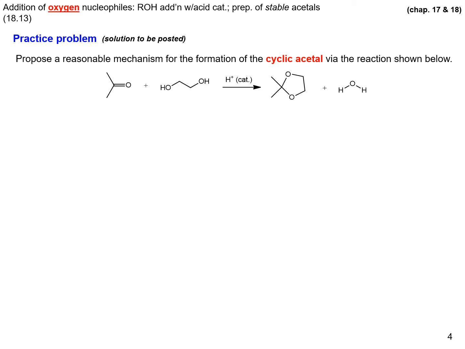If instead of treating an aldehyde or a ketone with two molecules of an alcohol under acidic conditions, you treat an aldehyde or a ketone with a single molecule that has two OH groups under acidic conditions, you will form an acetal, but it'll be a cyclic acetal. The mechanism for the formation of a cyclic acetal will be extremely similar to the mechanism that you just saw for the formation of an acyclic acetal. What you should do for this problem is attempt to propose a mechanism for the formation of this cyclic acetal from this ketone and this diol. The solution will be posted.